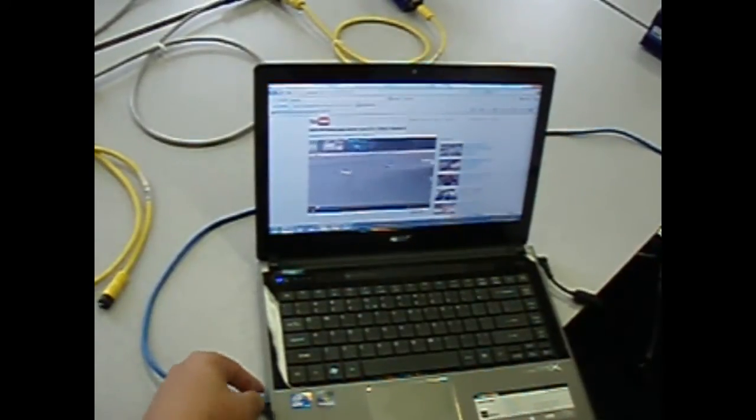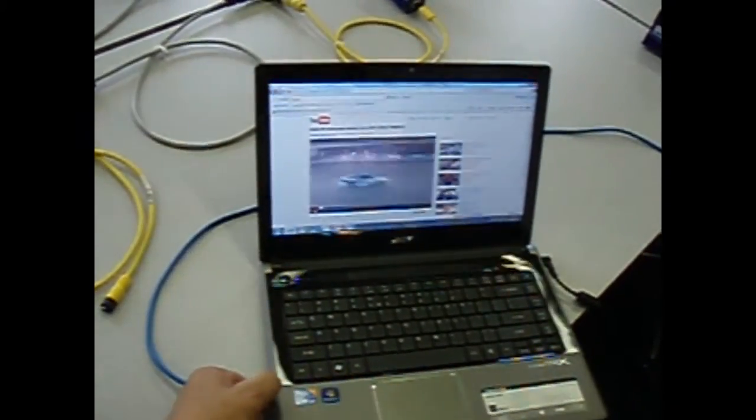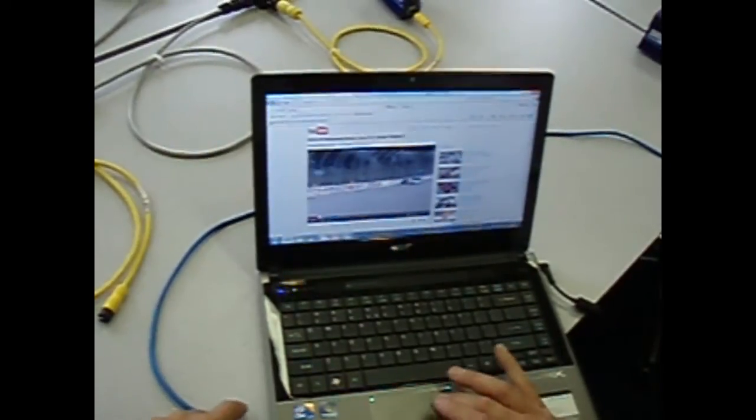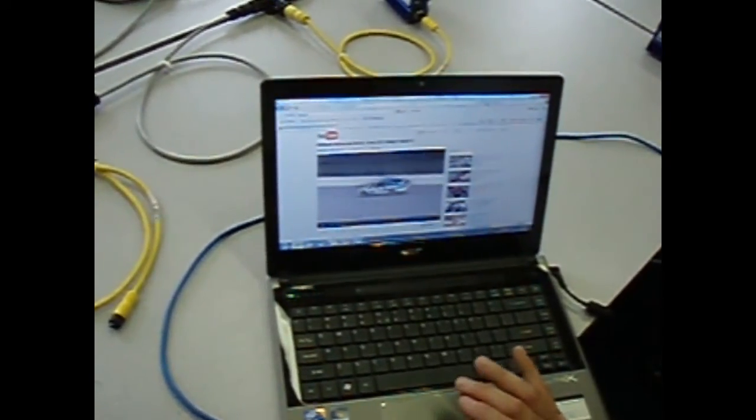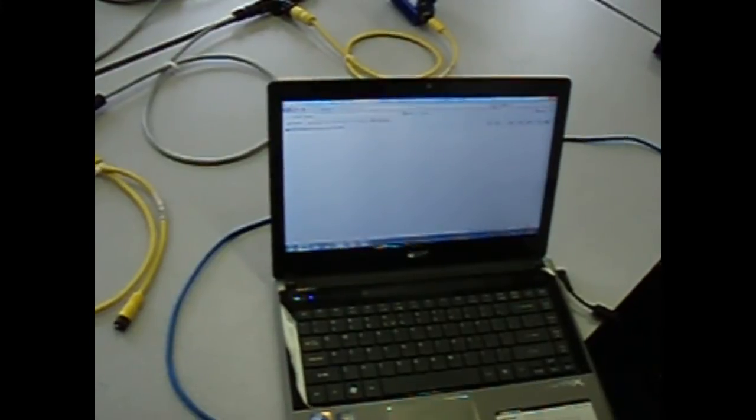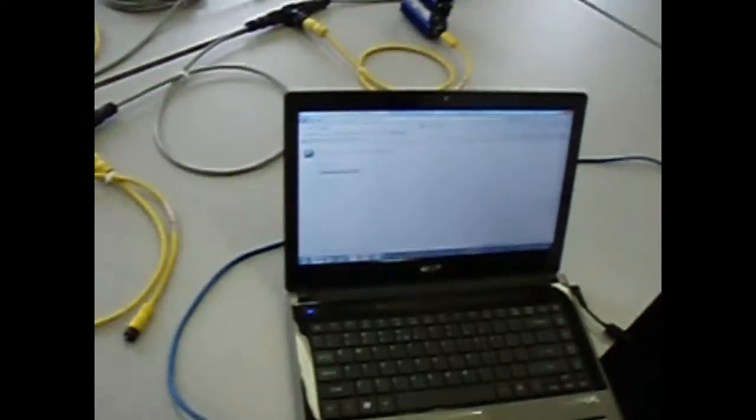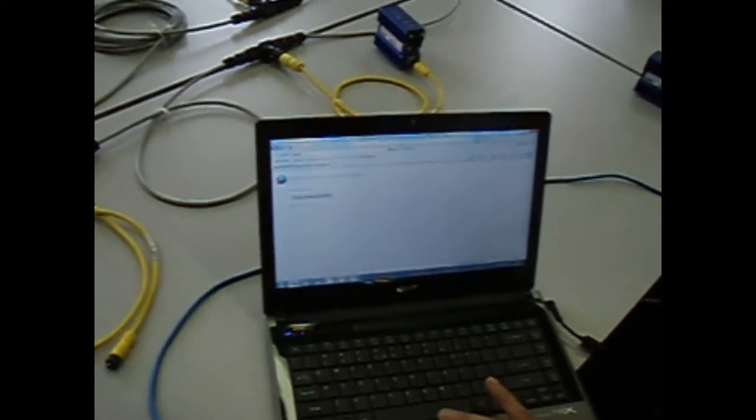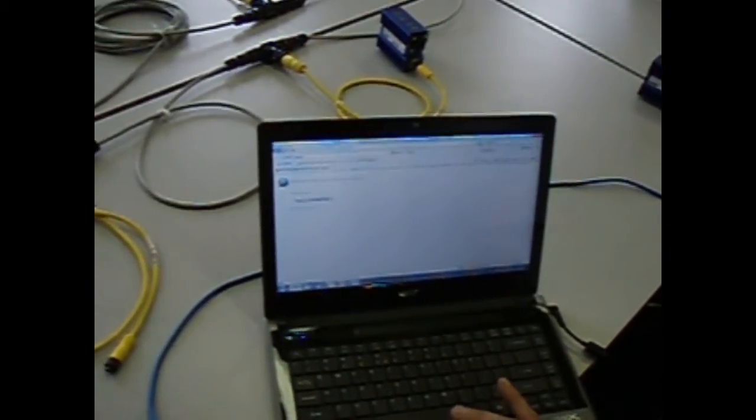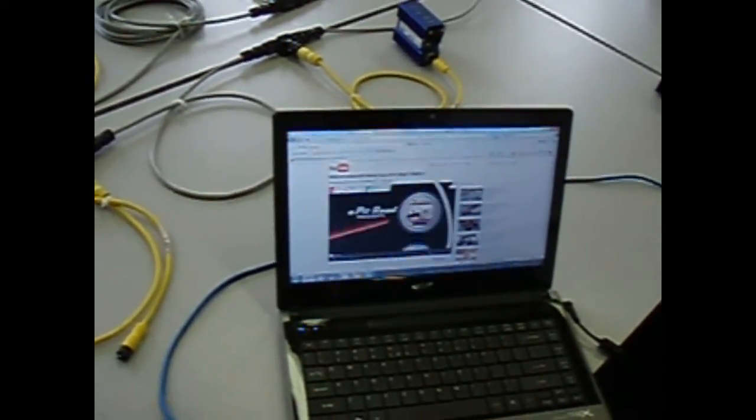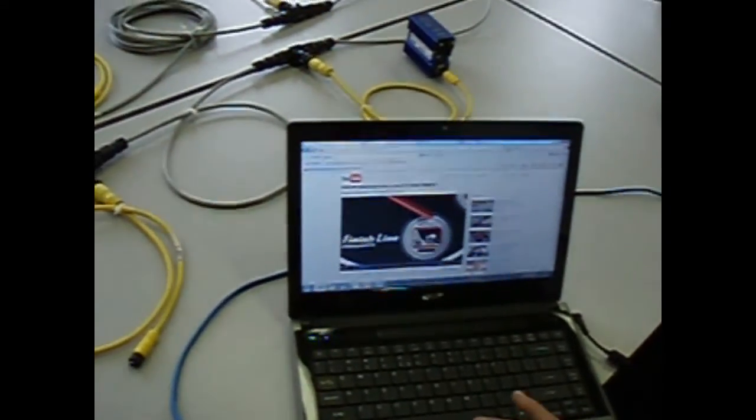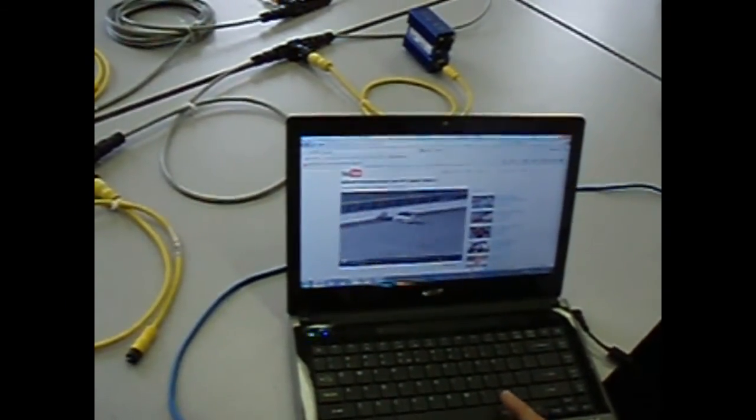If we disconnect the cable and I reset, you're going to notice we lose the signal. If I reconnect the internet and give it a few seconds to establish communications and restart the system, you can see we're back up and operational.